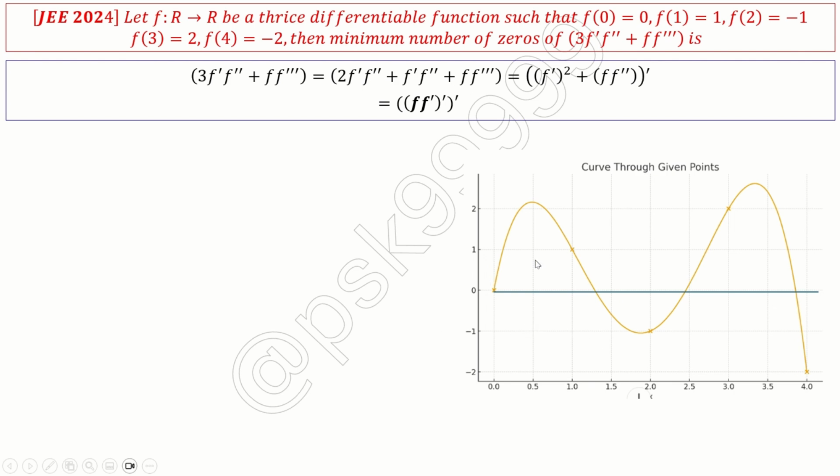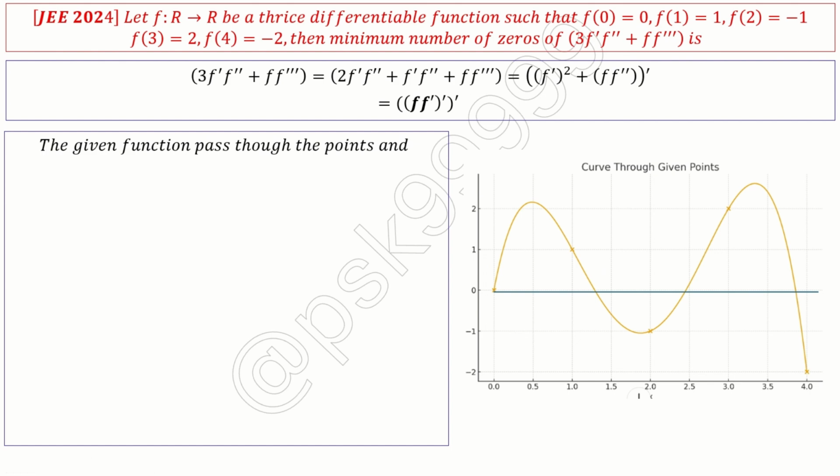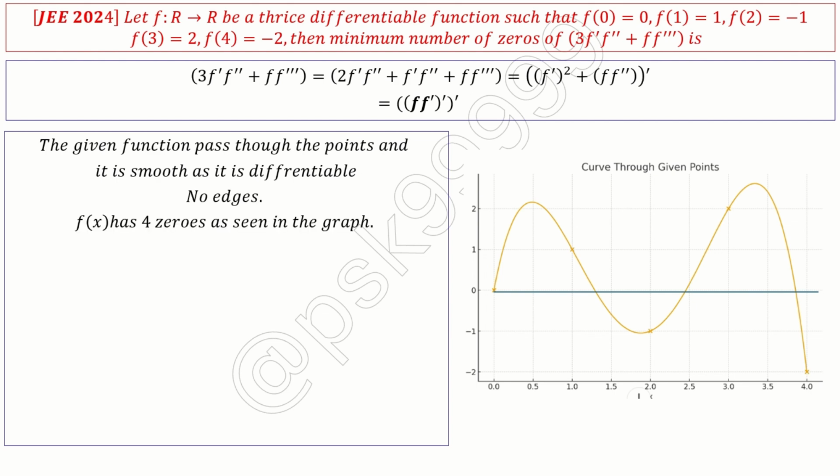It is very clear that this graph will have at least a minimum of 4 zeros. This is where it is intersecting with the x-axis. These are the zeros of the polynomial, correct? So the given function passes through the points and it is smooth as it is differentiable. It is definitely a differentiable function, so it is very smooth. There are no edges definitely because it is differentiable. So f of x has 4 zeros as seen in the graph, a minimum of 4 zeros.